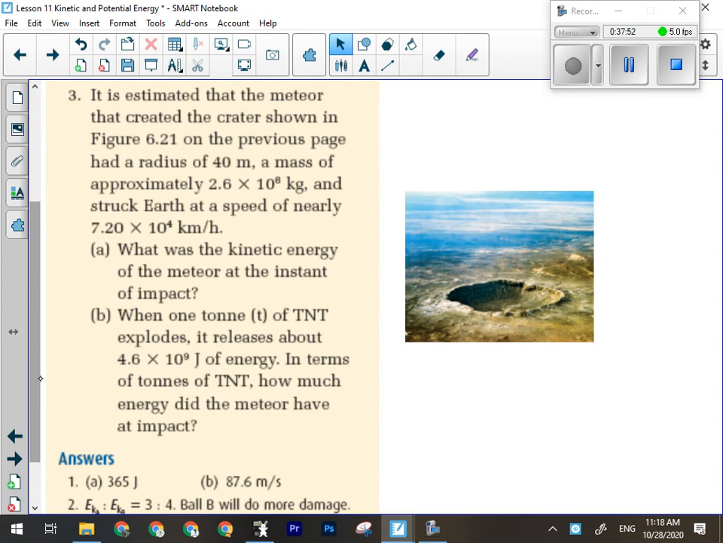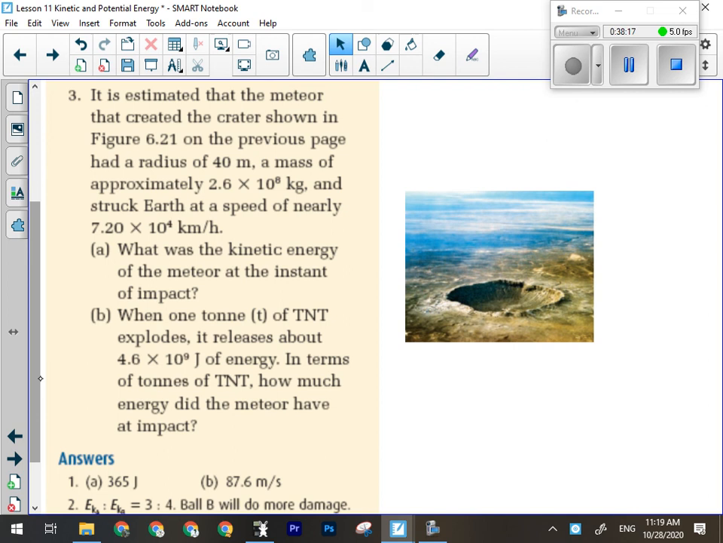Okay, that's Meteor Crater in Arizona. It's a real place on Earth. I want you guys to see if you can calculate the kinetic energy of the meteor at the instant of impact. Remember that they're giving you speeds there in kilometers per hour that you will need to have in meters per second.